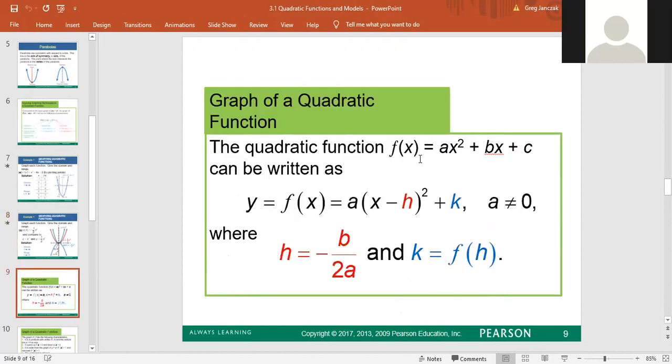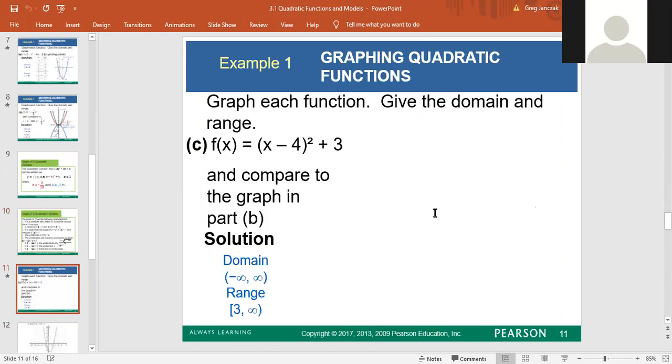Okay, so the first one, where we have f of x equal to ax squared plus bx plus c, that's known as the general form of the equation. Here where we have a times (x minus h) squared plus k, that's standard form. Okay, so that's all we need to know there.